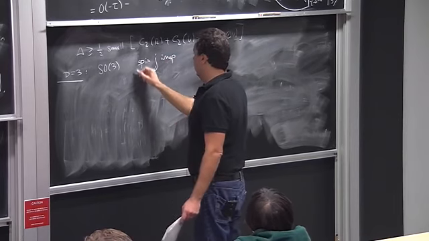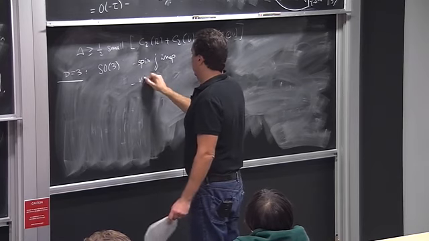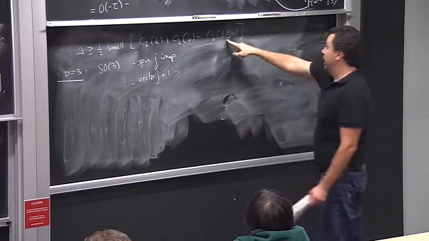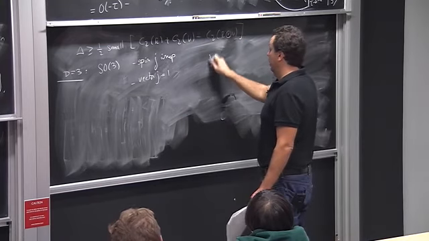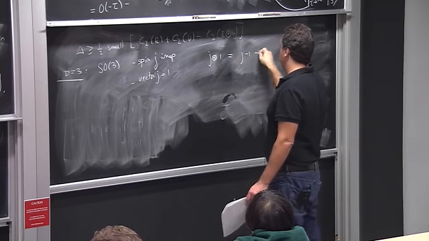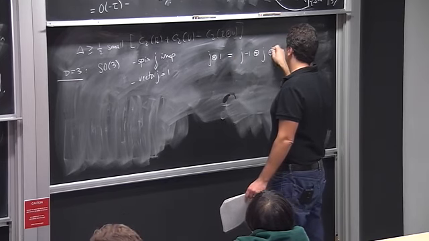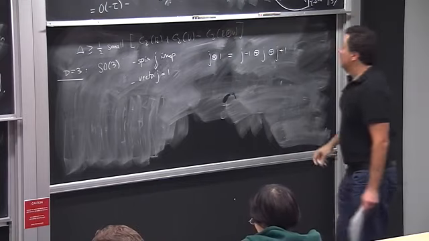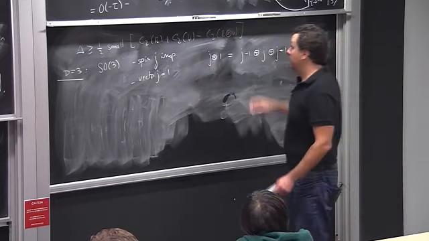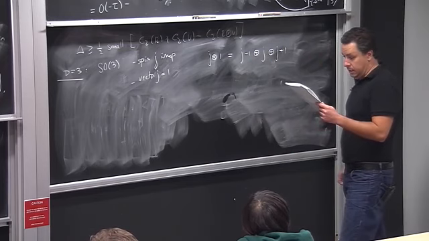The vector has J equals 1, right? And now what can you get in R times V? Well, multiply J with 1. You can get J minus 1, J, or J plus 1. So now you have to look at the smallest Casimir here.